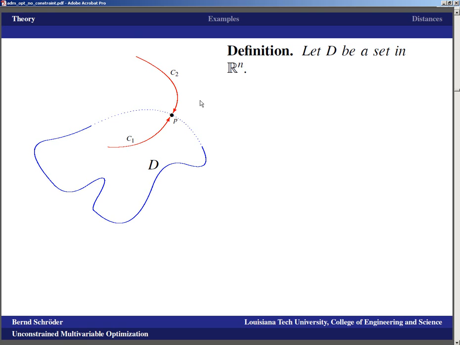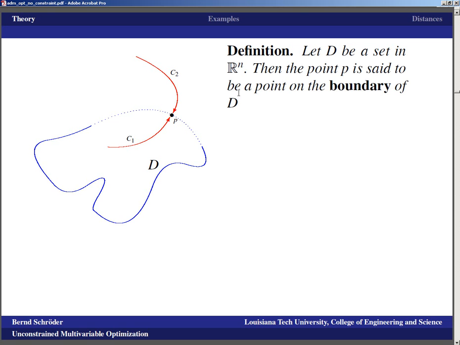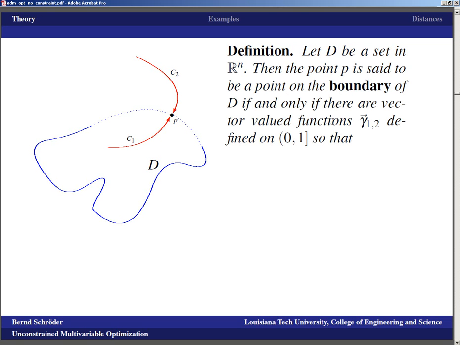These notions are all easily generalized. Then the point P is said to be a point on the boundary of D if and only if there are vector-valued functions gamma 1, gamma 2 defined on (0, 1). So gamma 1 would be the parametrization of C1, gamma 2 would be the parametrization of C2, and those would have to be so that for all t, gamma 1 of t is in D.